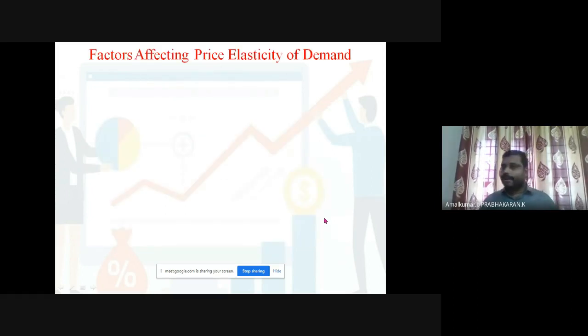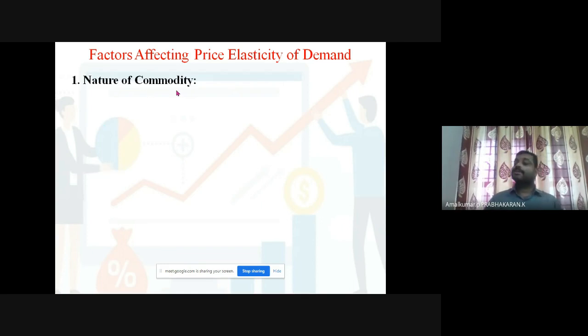So we have already learned about elasticity of demand and the three different kinds of elasticity: elastic demand, unitary elasticity of demand, and inelastic demand. Then we move on to the factors affecting the price elasticity of demand. What are the factors affecting the price elasticity of demand?